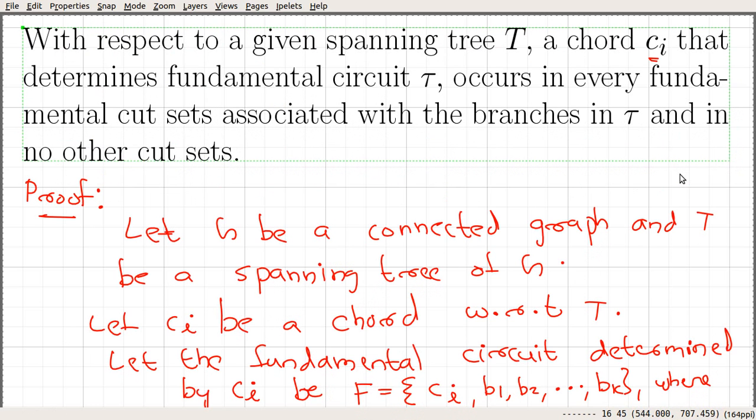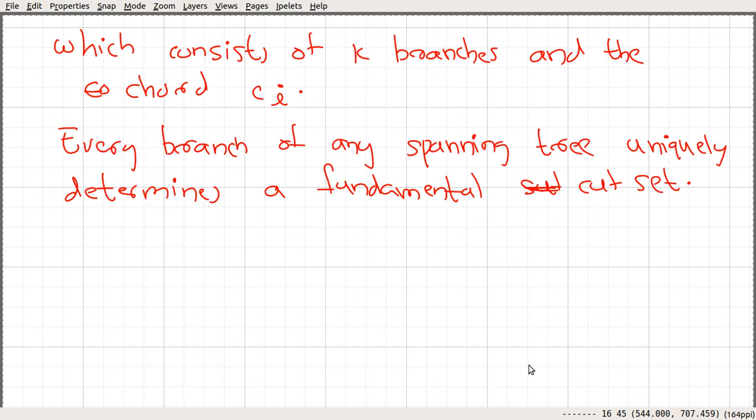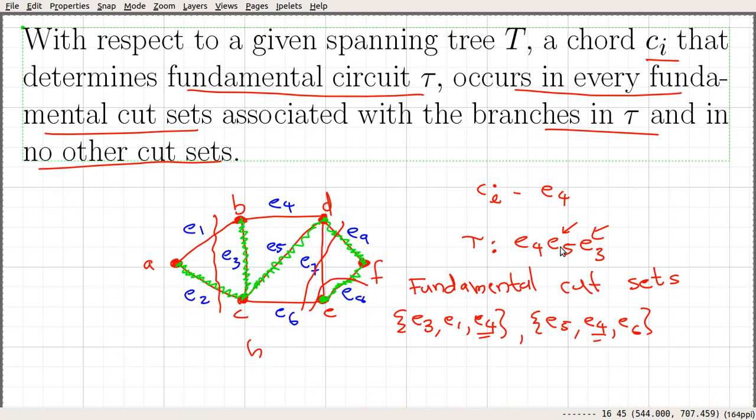So this says that B1 is going to uniquely determine a fundamental cut set, B2 is going to uniquely determine a fundamental cut set, and so forth. And that's what we saw here. So E5 determines this one, E3 determines this one.